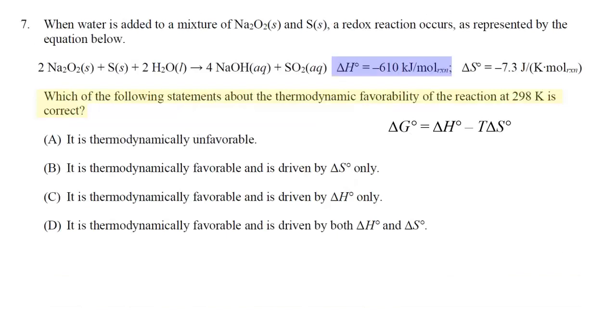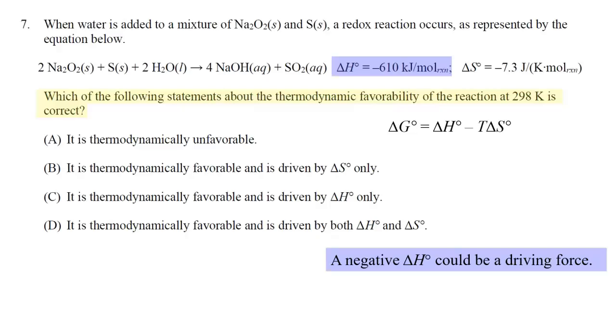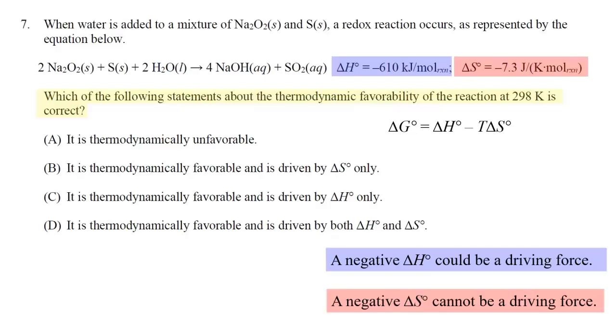So we have a negative delta H, which could be a driving force, but we have a negative delta S, and that cannot be a driving force. So based on that information, let's go ahead and eliminate choice B, because it says driven by delta S only, and that's not a possibility. And then in choice D, it says driven by both delta H and delta S. And again, the delta S negative cannot be a driving force, so we can eliminate choice D.